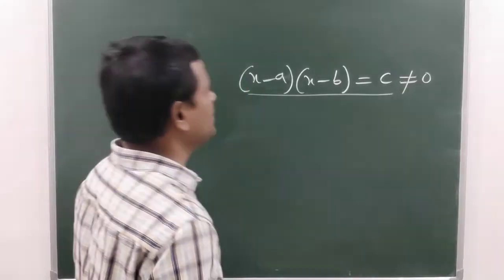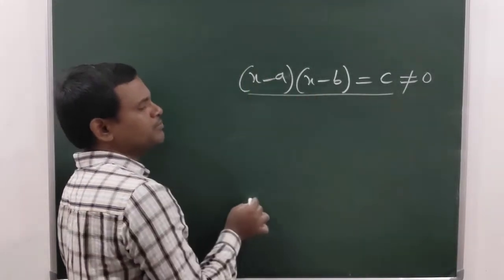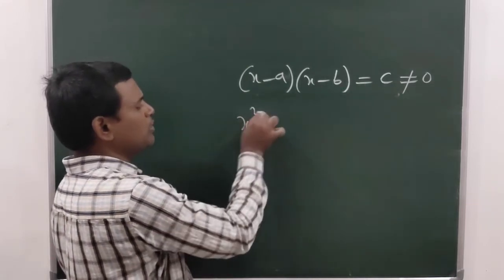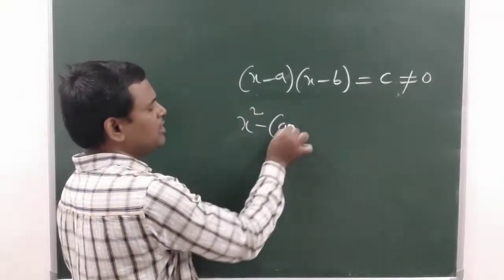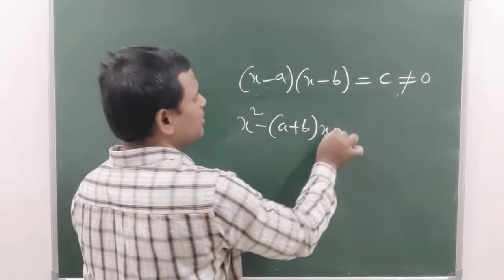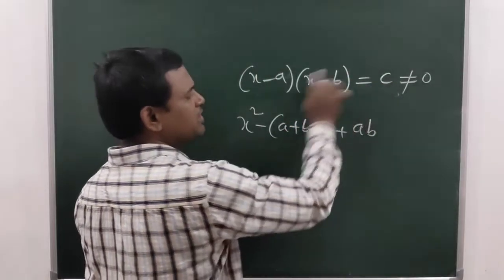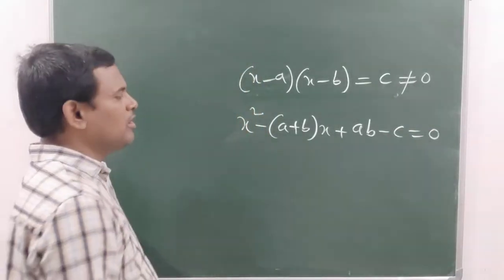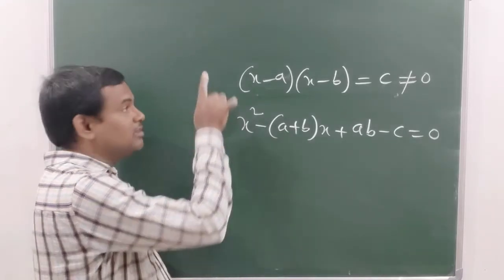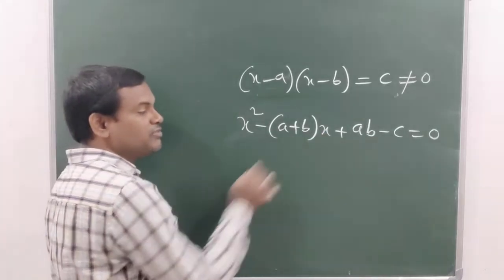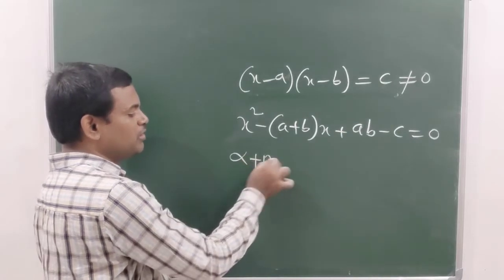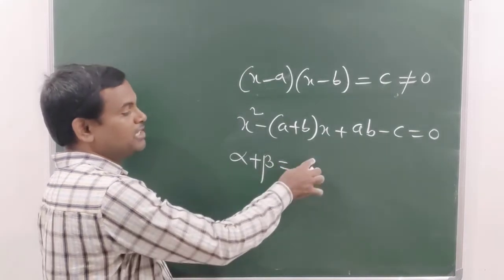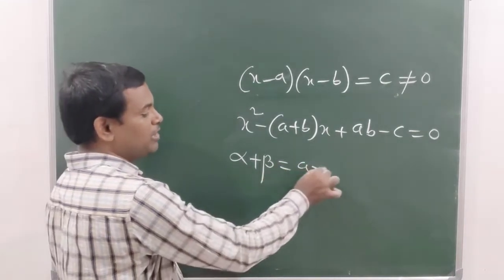Now, students, take the product of these two. Okay? So when you take the product of these two, what do we get? x square minus (a plus b) into x plus ab. When you shift this c to the right side, minus c you will get, which is equal to 0. And they said that alpha and beta are the roots of this equation. So sum of the roots is minus b by a. So if you apply that concept here, alpha plus beta equal to a plus b you will get.